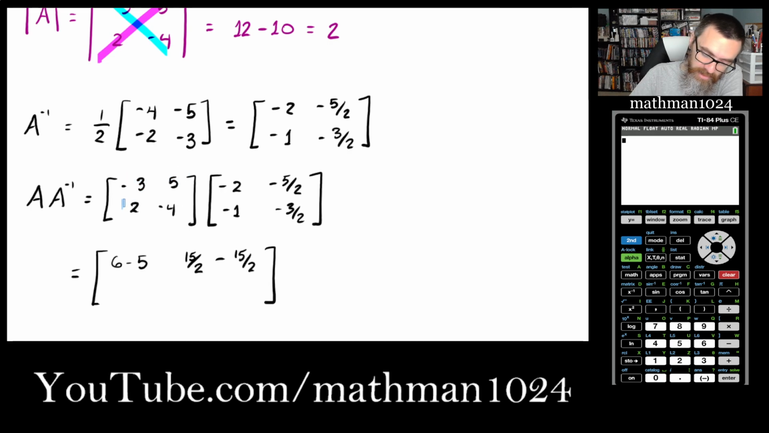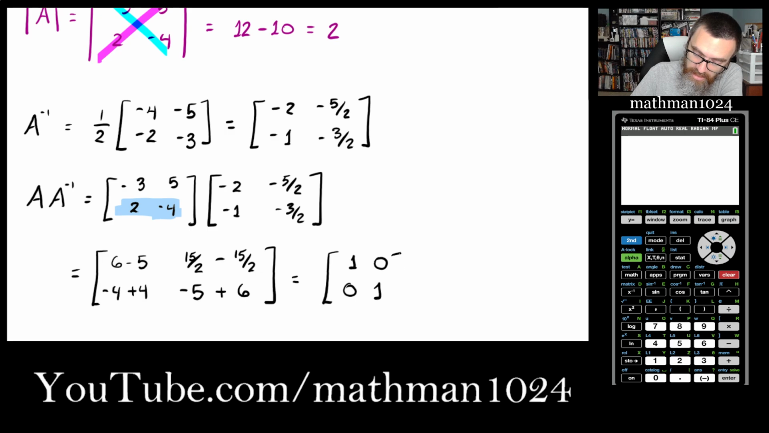And then we move on to the next row. 2 times -2 is -4. -4 times -1 is +4. 2 times -5/2 is -5. -4 times -3/2 will be +6. So when I finish this, I do end up with the identity matrix: 1, 0, 0, 1. Dare I say it's almost too easy, right?